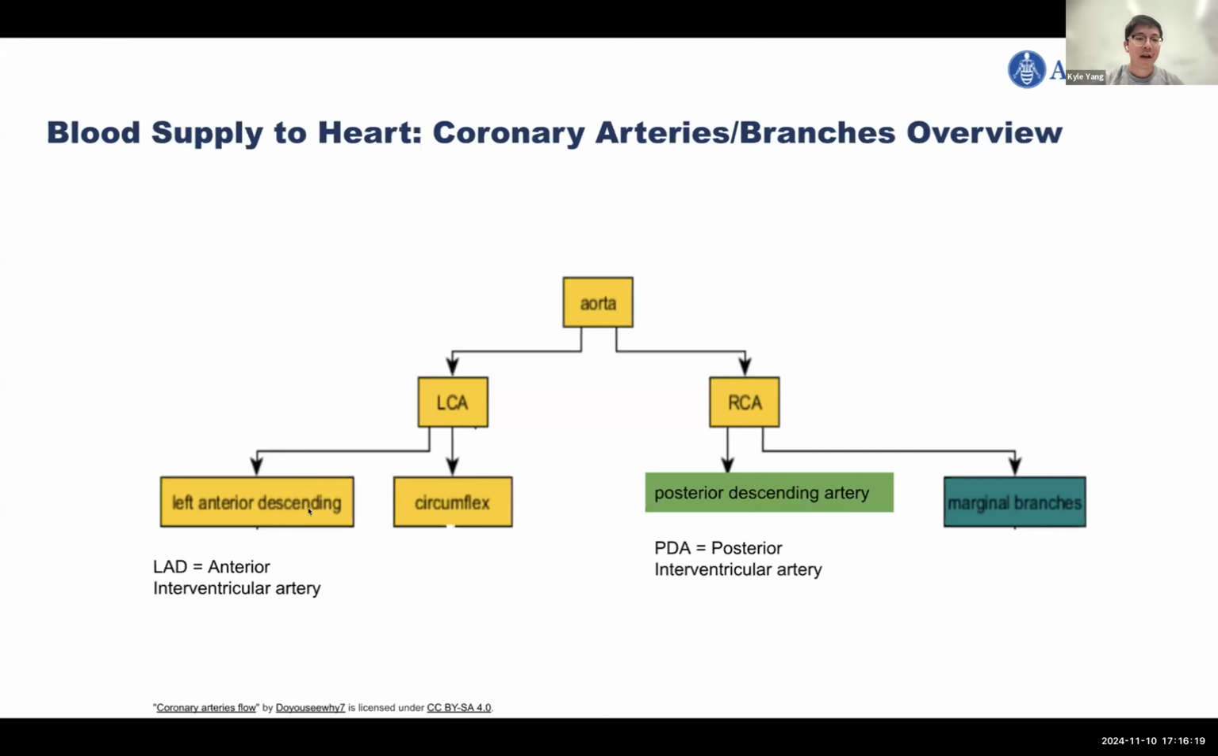So your LCA becomes your left anterior descending, or abbreviated LAD frequently. Also known as the anterior intraventricular artery. So left anterior descending and anterior intraventricular artery are the same thing. And then your circumflex artery. And then your right coronary artery becomes your posterior descending artery, or your posterior intraventricular artery. Again, these 2 names are interchangeable. And then you have your marginal branches.